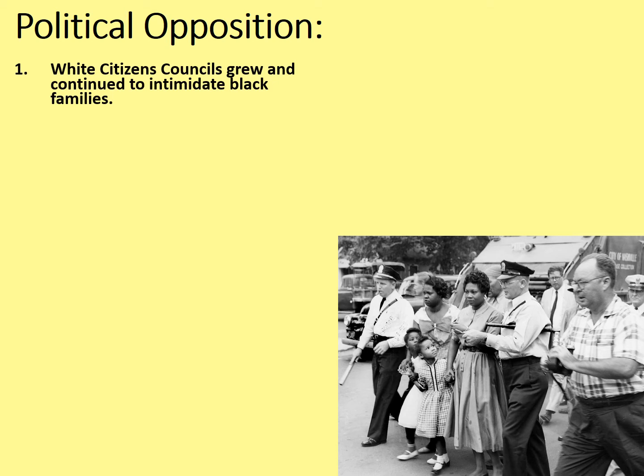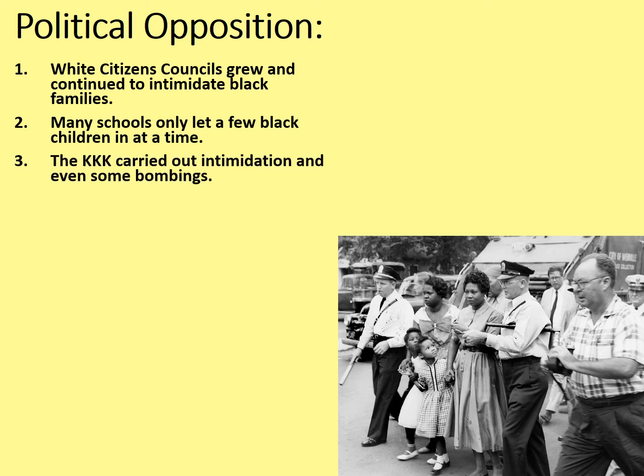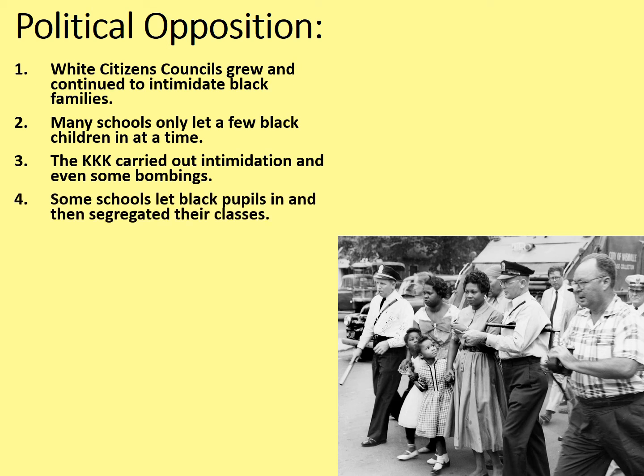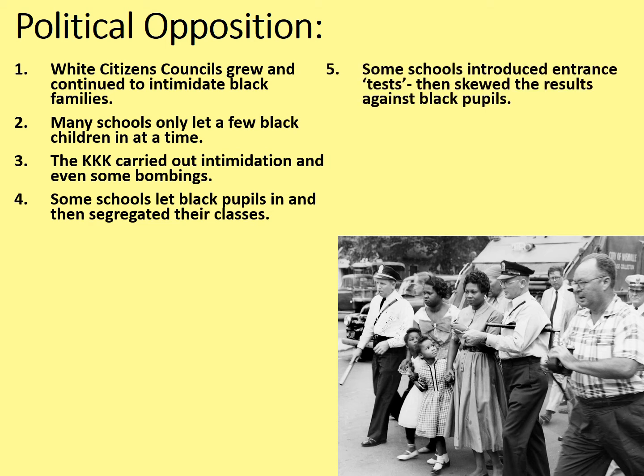White citizens' councils grew and continued to intimidate black families. This is something that we encountered when we looked at the Brown versus Board of Education case in '54. Many schools only let a few black children in at a time, so this was not done with all deliberate speed, this was deliberately slowed down. The KKK carried out intimidation and even some bombings. Some schools let black pupils in and then segregated their classes, which is not within the idea of what Brown was enforcing. Then some schools introduced entrance tests. They would then, of course, skew the results against black pupils to limit the numbers who were able to attend that school.